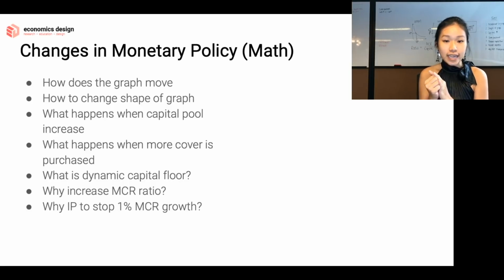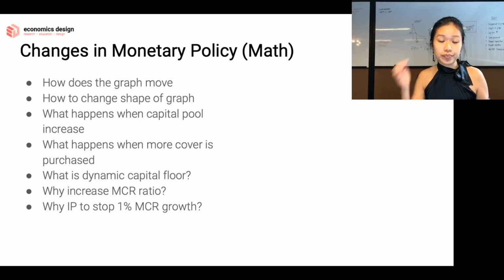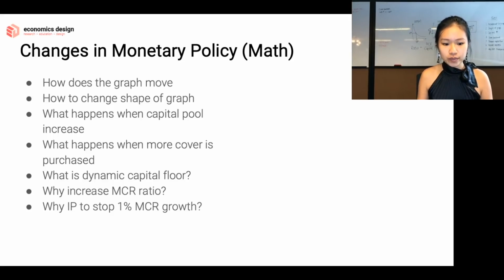What is a dynamic capital floor, which is something that they have created? Why do we want to increase the MCR ratio? As Nexus started, they increased the MCR by 1% every single day. Why is that done? And also, why did the improvement proposal that was just approved about 24 hours ago stop this 1% MCR growth? All these questions are related to the monetary policy or the token policy of NXM, and I want to answer them.